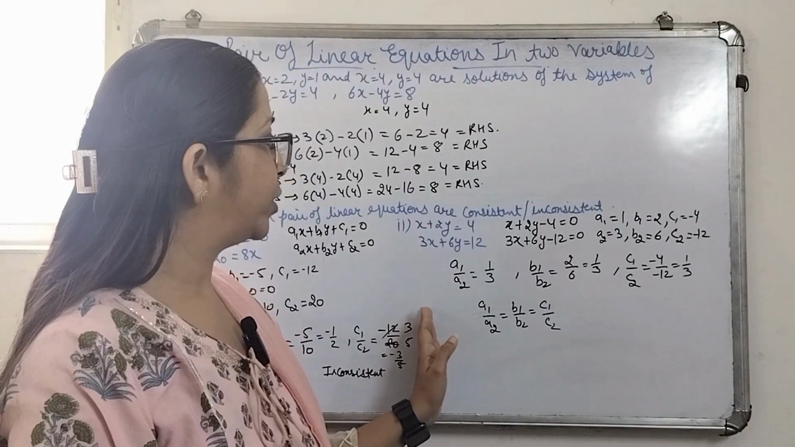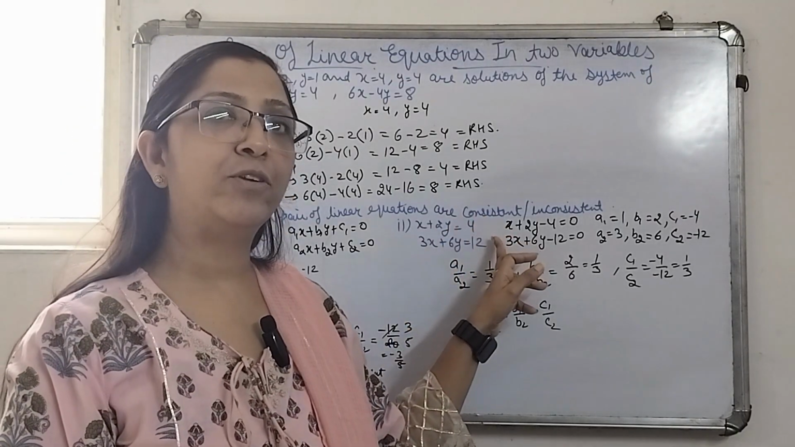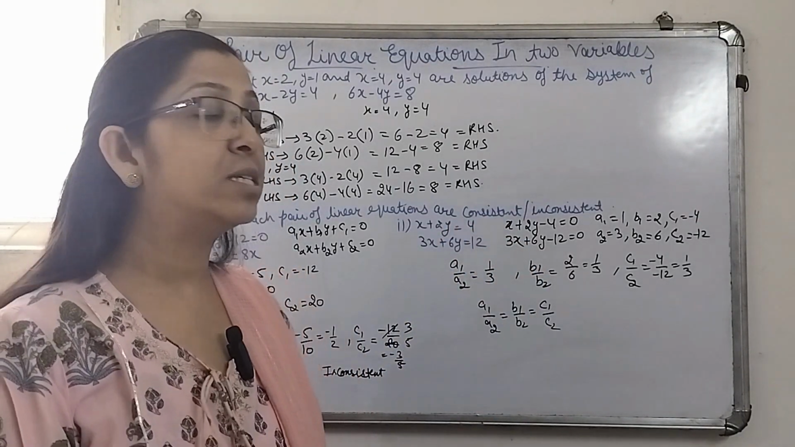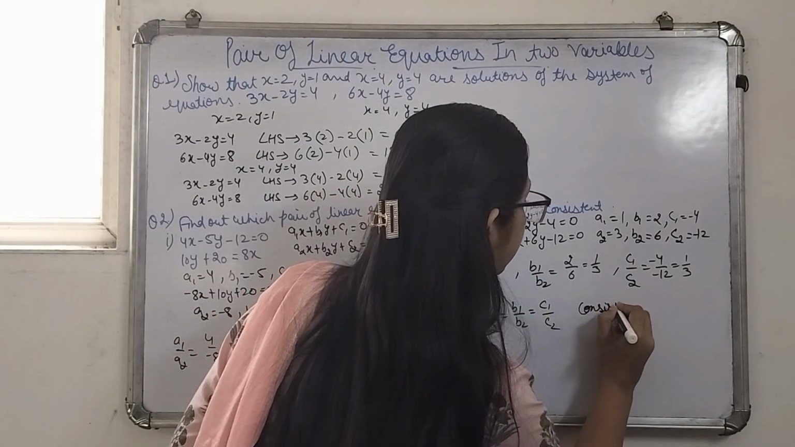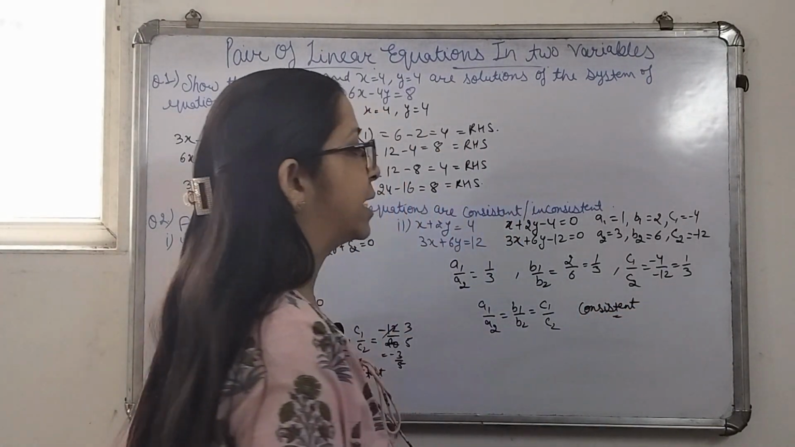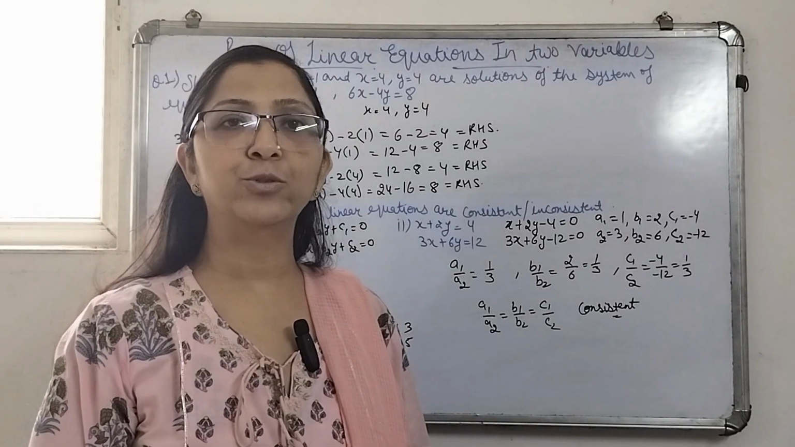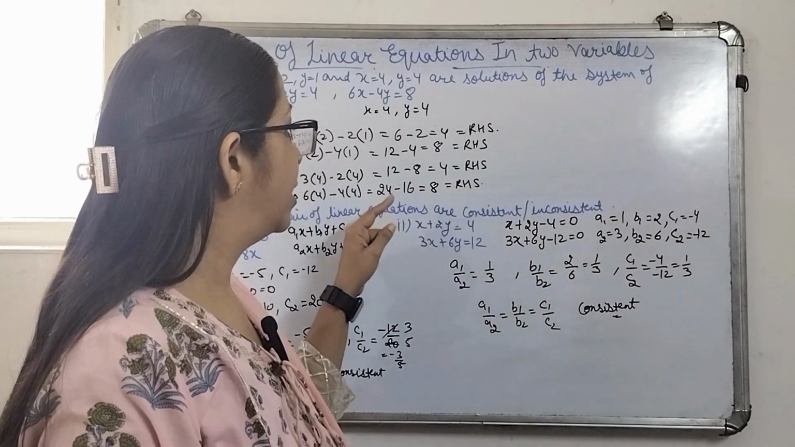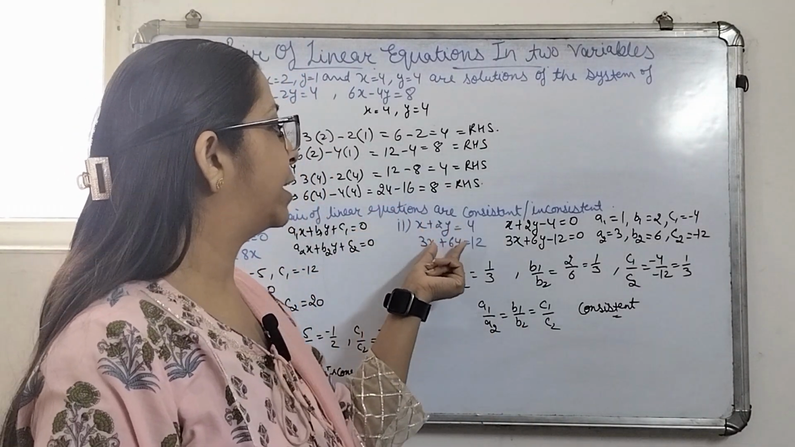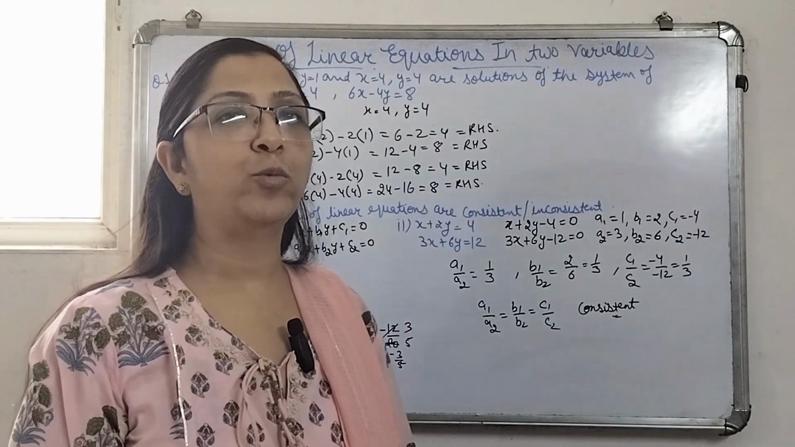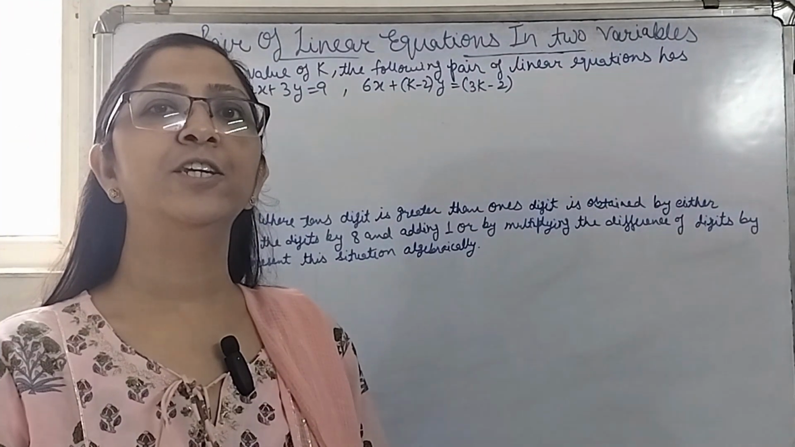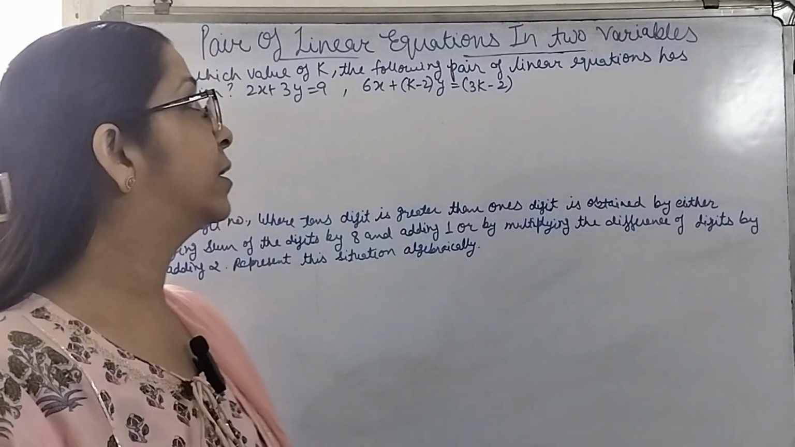These equations are known as consistent equations, or also as dependent equations. This is a consistent type of equations because it has multiple, infinite solutions. That means there are infinitely many values of x and y which will satisfy both equations. Now let's see another question.